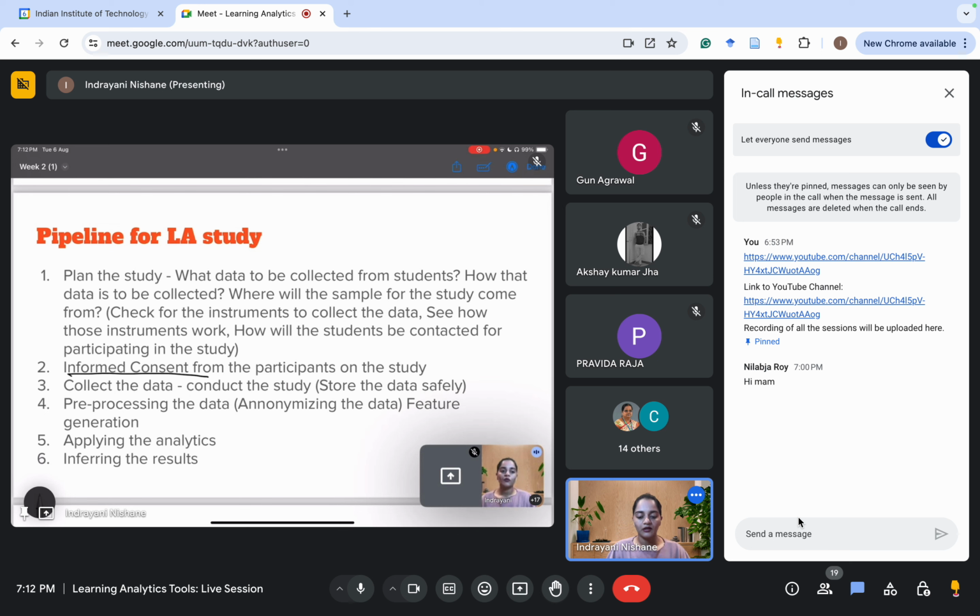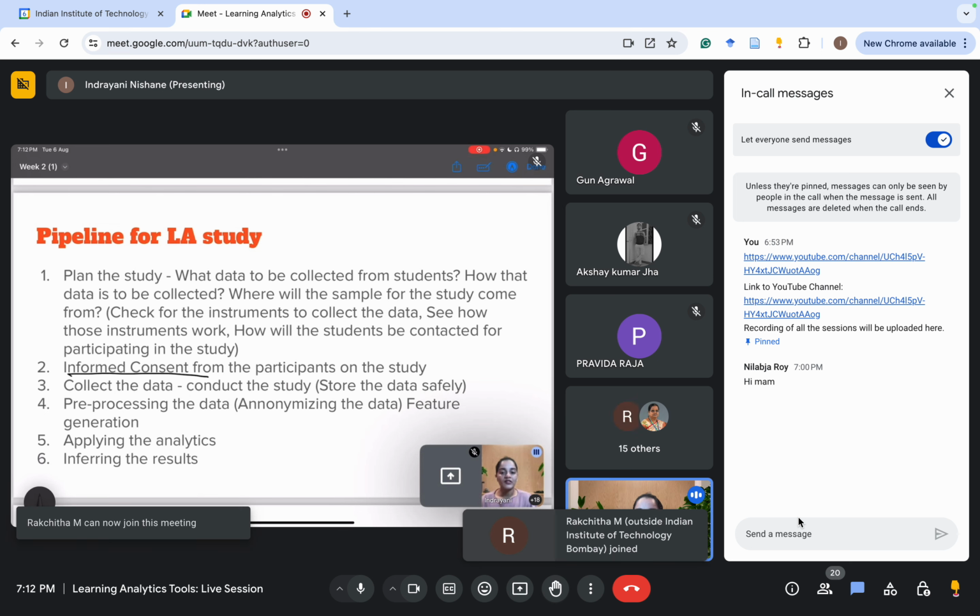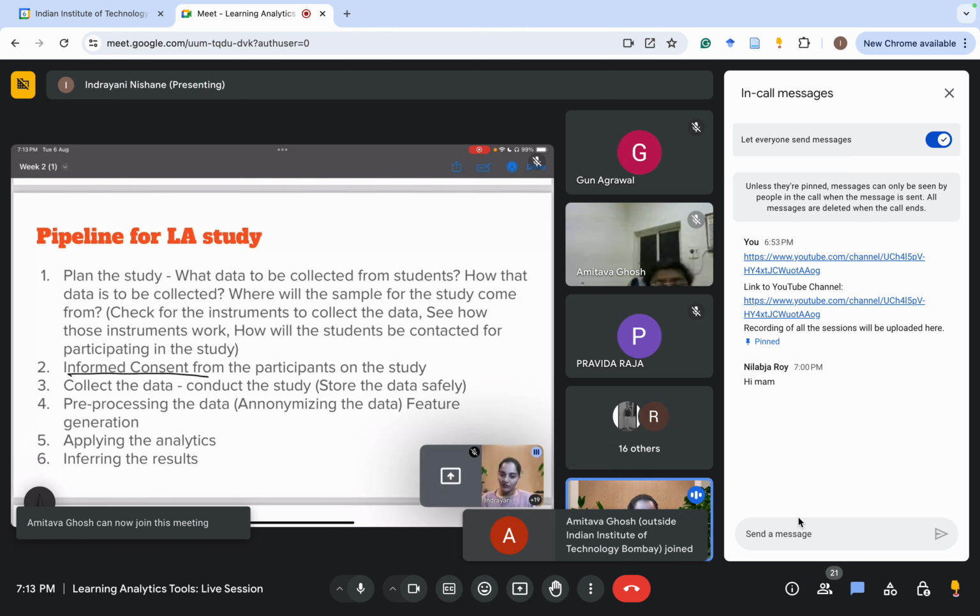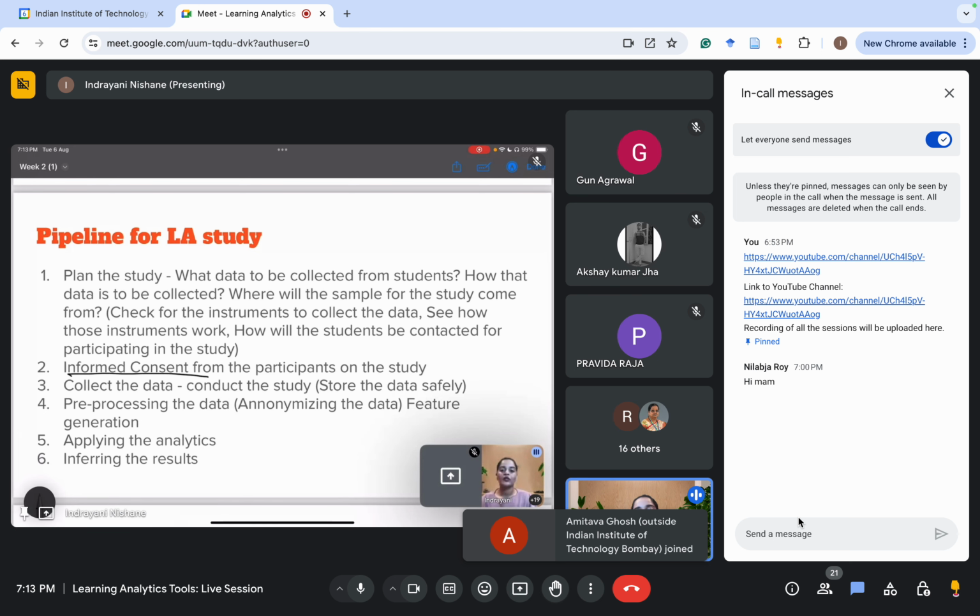Okay, so once we have given all this information to participants, they can decide whether they want to participate in your study or they don't want to participate in your study. We also need to give freedom to the participants that at any point in time, if they feel that they don't want to do it, they can leave the study. So we need to give that freedom to them also. Whenever you are planning such a study, you need to keep these points in mind.